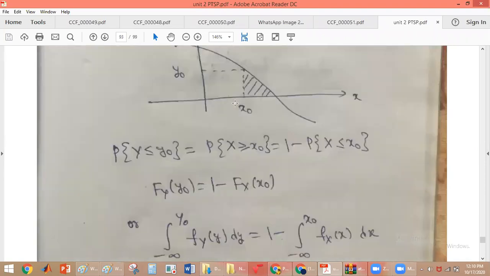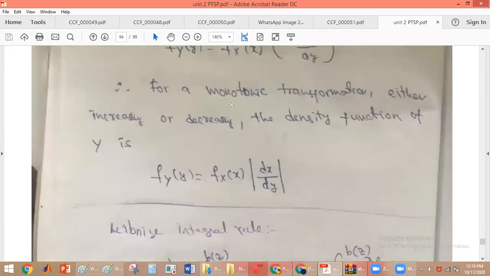So in general, for a monotonic transformation, f_Y of y can be written as f_X of x times mod dx by dy. Mod dx by dy will be equal to dx by dy if it is a monotonically increasing function, and mod dx by dy will be equal to minus dx by dy if it is a monotonically decreasing function. The modulus takes a positive value in both cases.